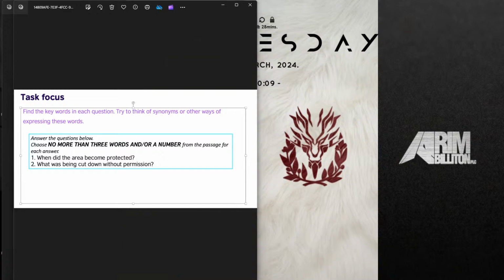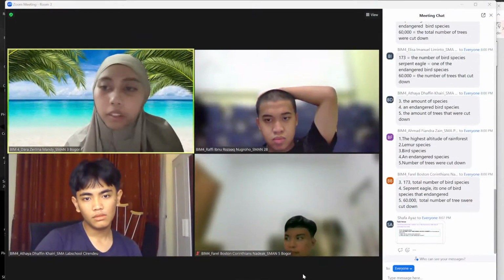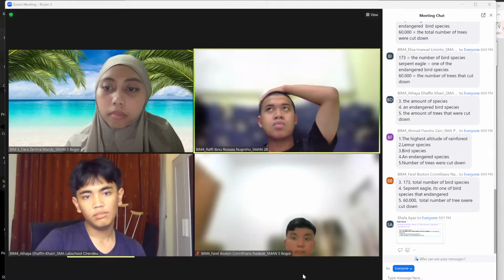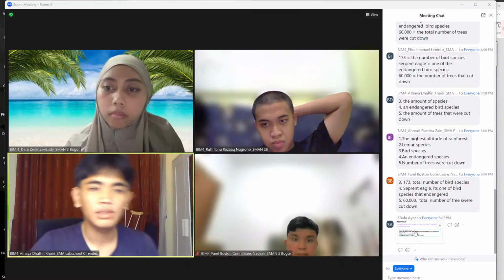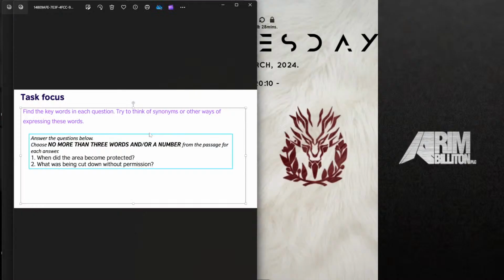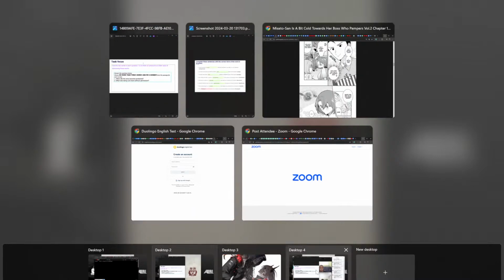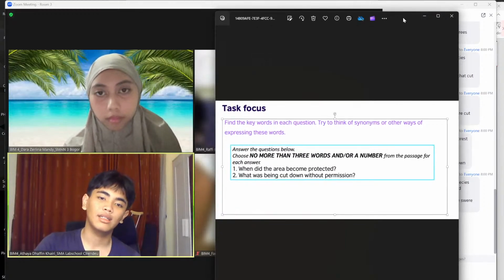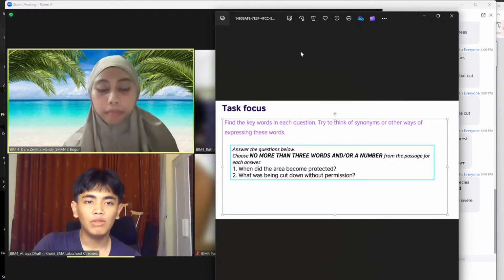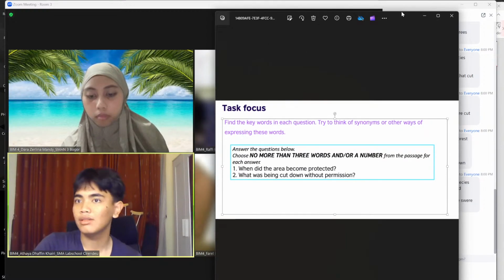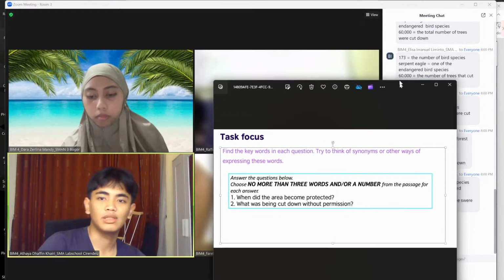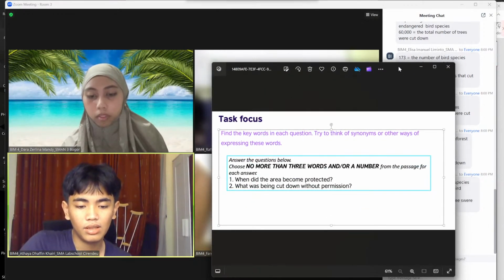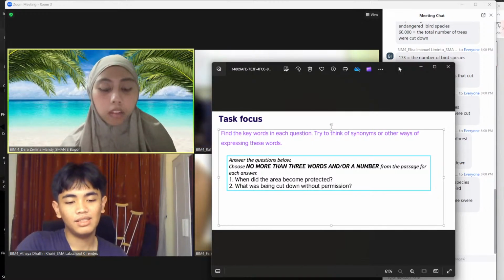I think the synonym for area could be territory. That could work. When did the area become protected? Find the keywords of each question. Try to think of a synonym. Oh, okay. When did the territory become protected? Yeah, that works. For number 2, I think it's either cut or permission. I think it's cut. Could be. What was being cut down? Chopped. I think chop could work.